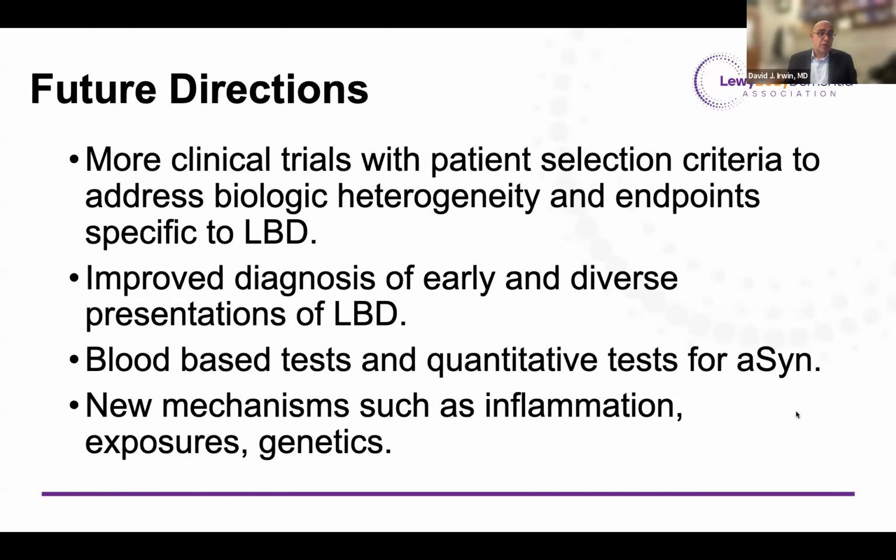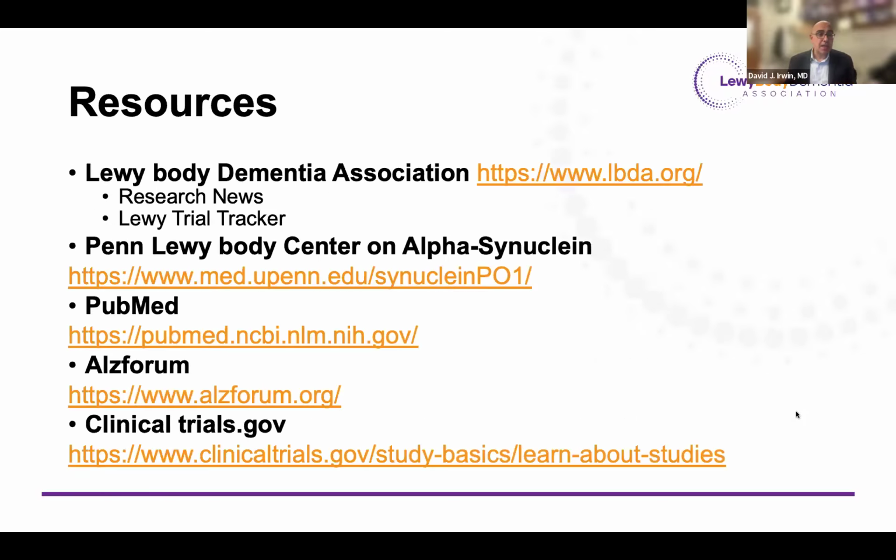What do we expect for 2026 and beyond? I think we'll see more clinical trials with patient selection criteria that better address the heterogeneity and the different biological subtypes of LBD. We'll see more data on diagnostic tests, including blood tests and things that may be quantitative for alpha-synuclein. And looking at more expanded mechanisms such as inflammation in the brain, more on exposures, the lived experience, and genetics. So I'd like to end there now with highlighting some resources.